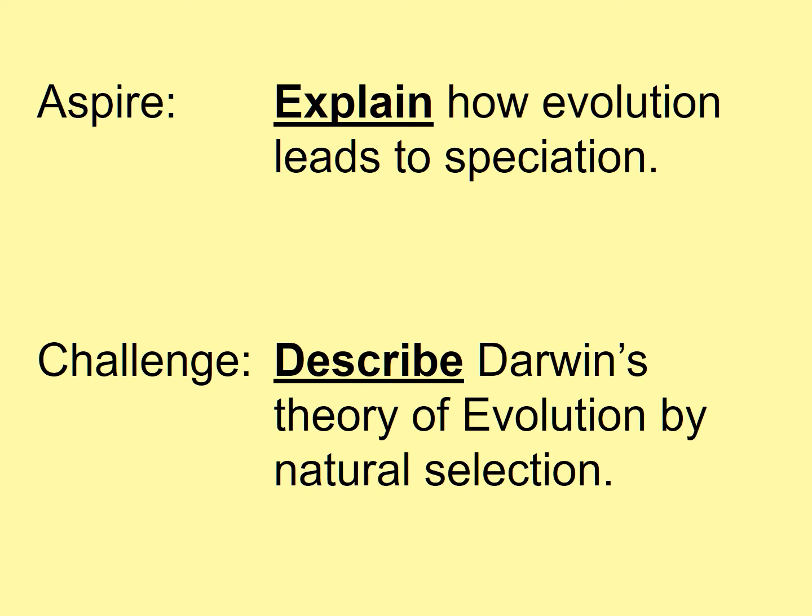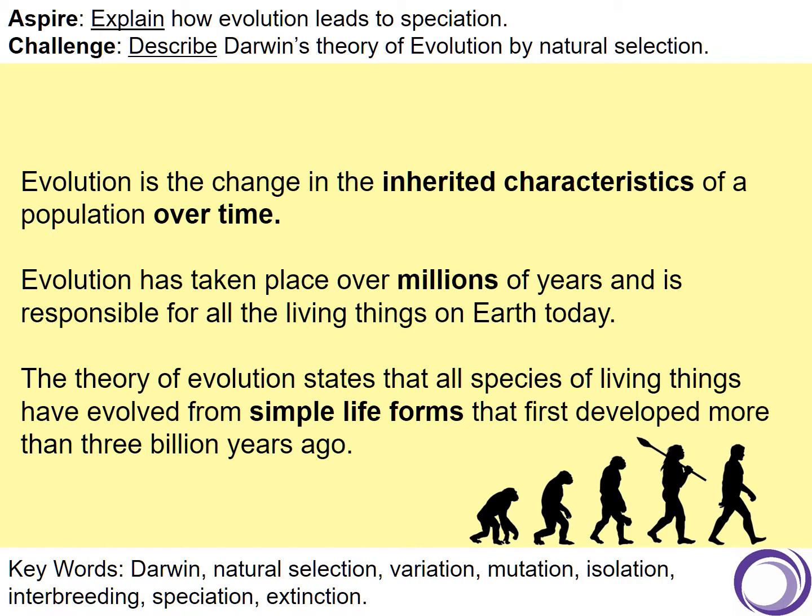Okay, so for our outcomes today, for our challenge outcome, we are going to describe Darwin's theory of evolution by natural selection. And for the Aspire outcome, we are hoping we are going to be able to explain how evolution leads to speciation. So evolution is the change in inherited characteristics of a population over time. Evolution has taken place over millions of years and is responsible for all the living things on Earth today. The theory of evolution states that all species of living things have evolved from simple life forms that first developed more than 3 billion years ago.